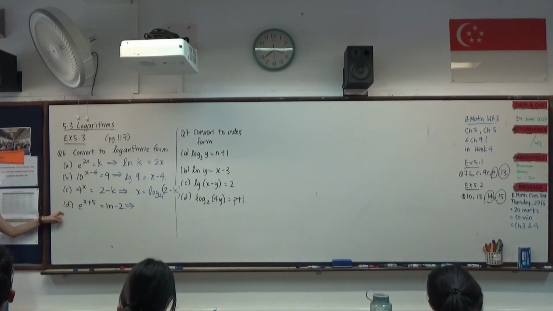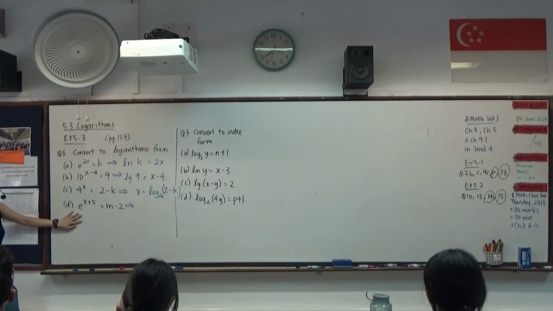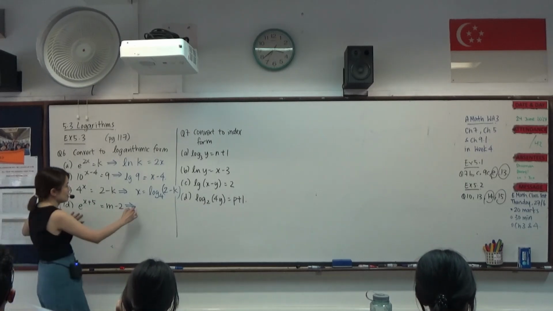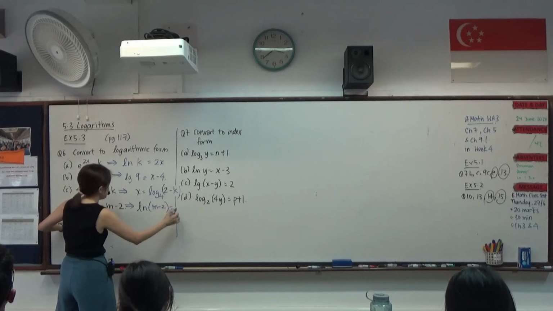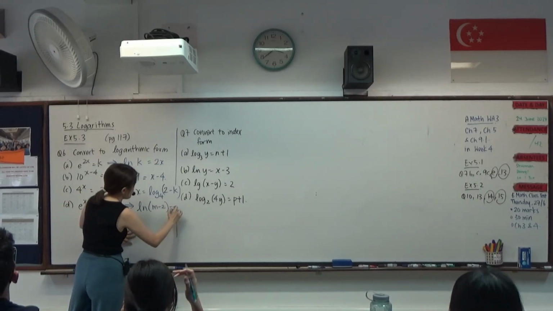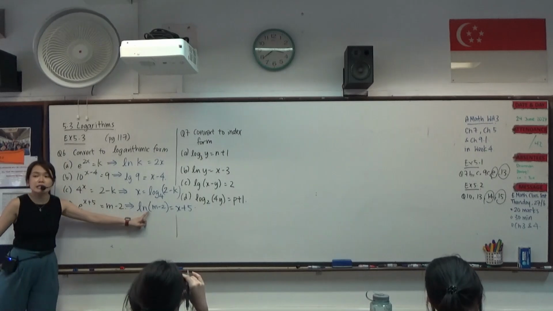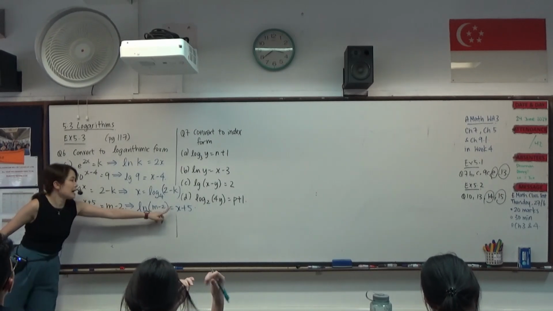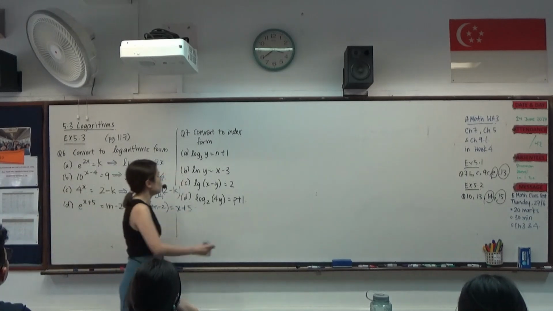And then part D, Renee, can you tell me what you get? ln(n minus 2) equals x plus 5. Agree? So the base is e, so we should use our natural log. Base e, power is x plus 5, n minus 2 over here. Okay? Question 7.